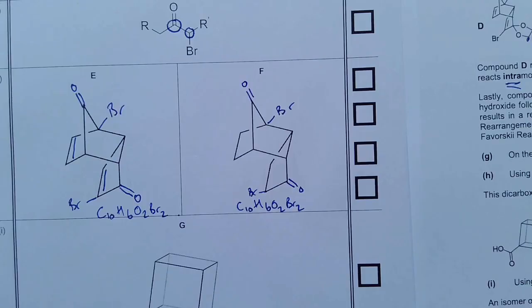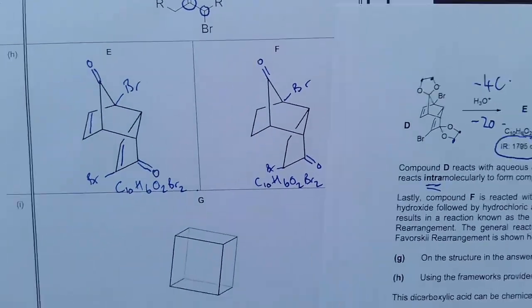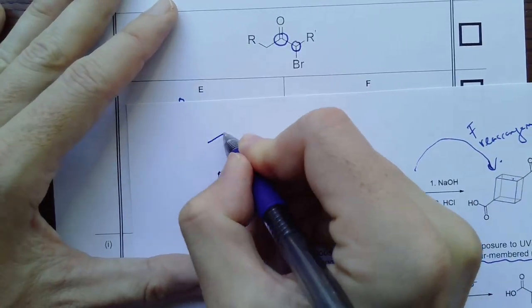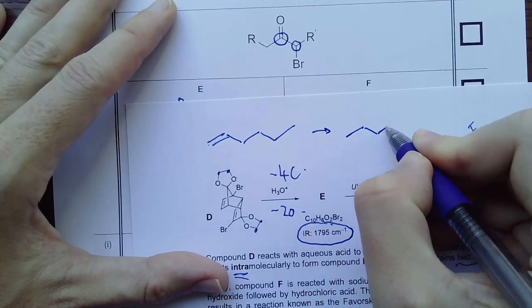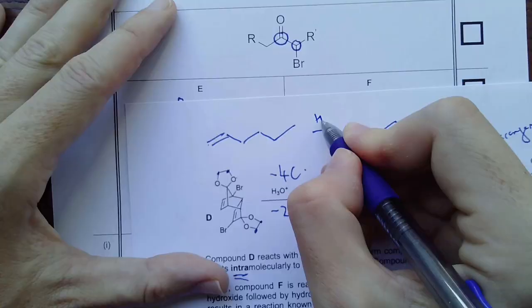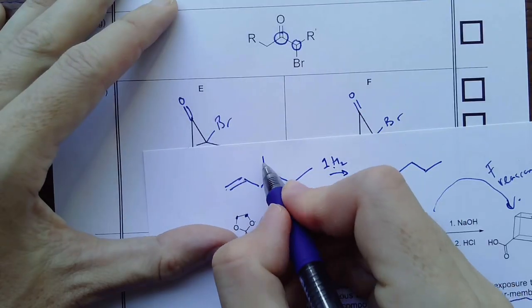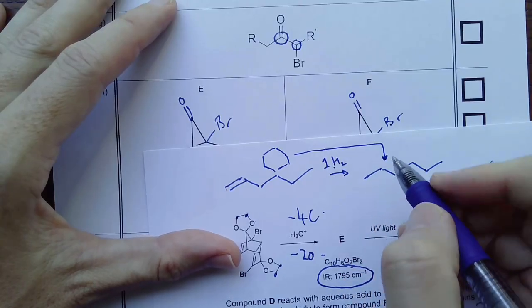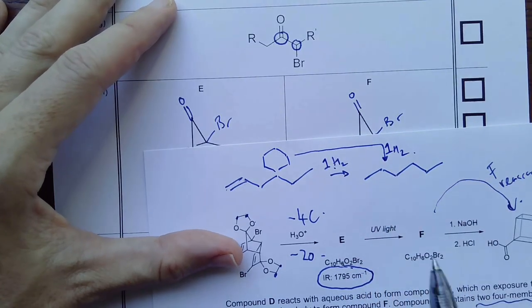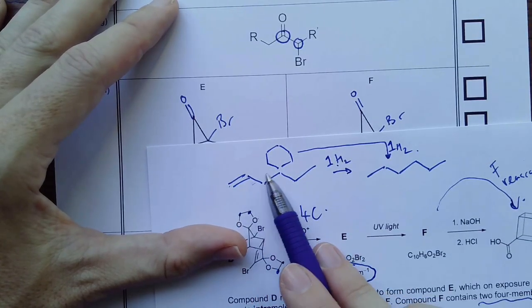Now, double bonds and rings are equivalent in terms of double bond equivalence. So for example, if I have 1, 2, 3, 4, 5, 6, hexene, and I want to turn it into hexane, I have to add 1 equivalent of H2. Likewise, if I've got cyclohexane, and I want to turn it into the straight chain hexane, I also have to add 1 H2. So a ring and a double bond are interconvertible in terms of the number of hydrogens.